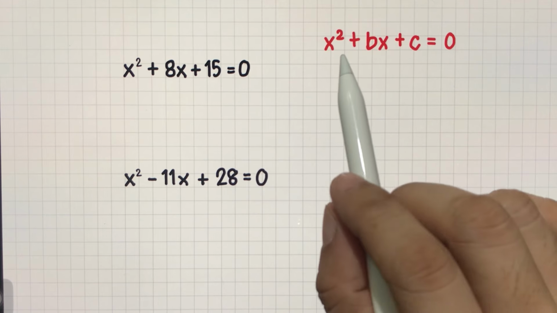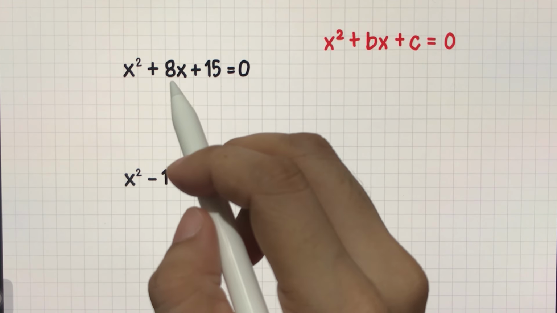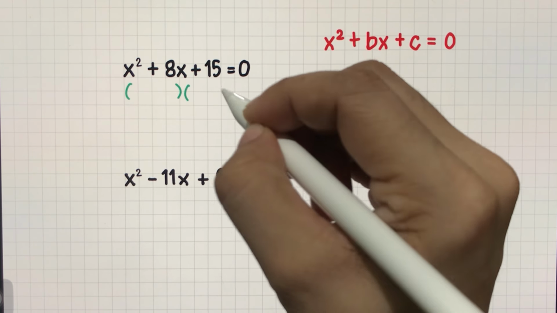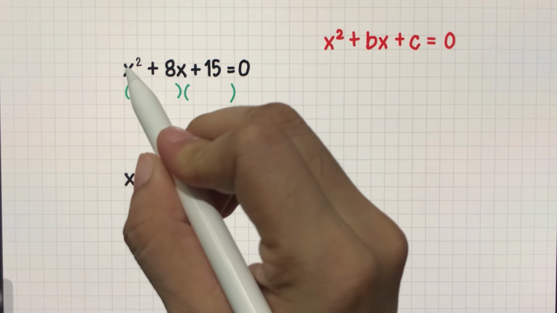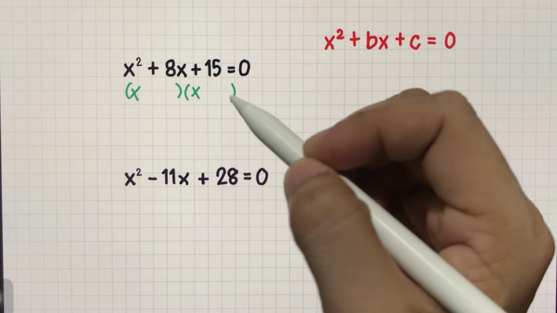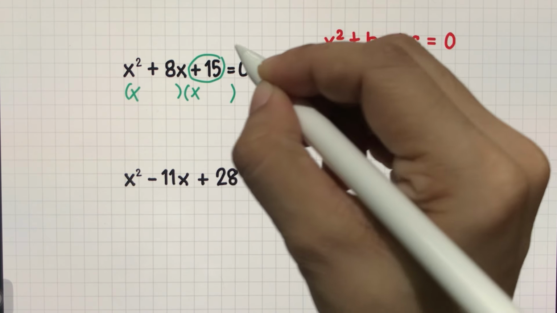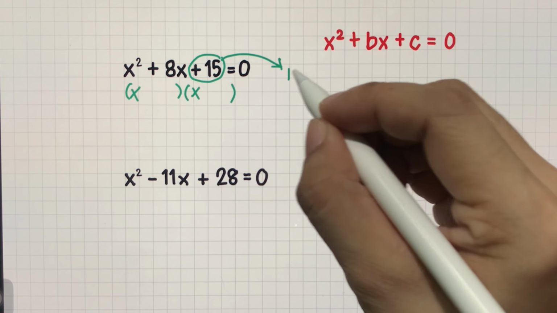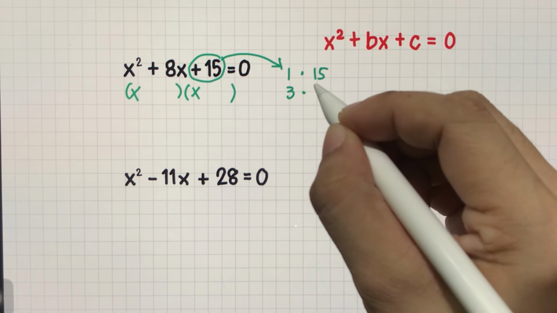Now what if we have x squared plus bx plus c equals 0, like this one? X squared plus 8x plus 15 equals 0. In this case, the factors will be two binomials. The first term of these two binomials will come from the first term of the quadratic equation, which is x squared. So the factors of x squared are x and x. And then for the second term of these two binomials, we'll be getting that from the factors of the last term, which is positive 15. So the factors are 1 and 15, or it can also be 3 and 5.